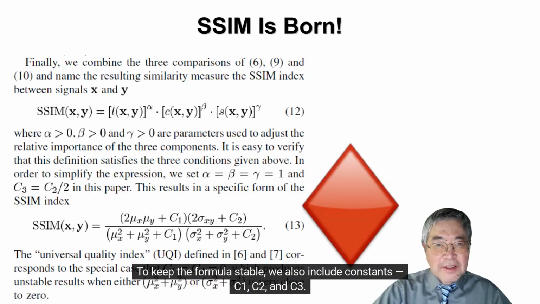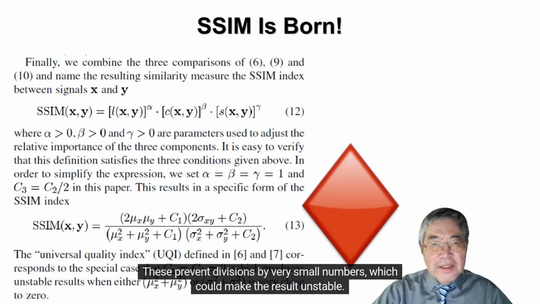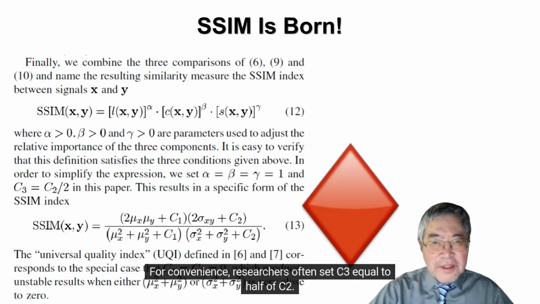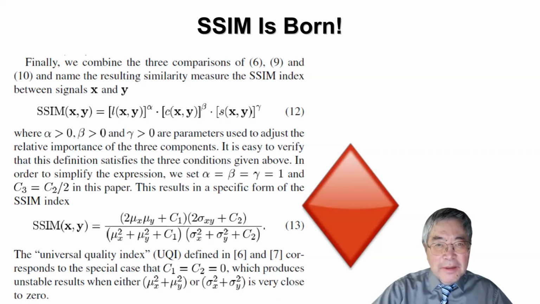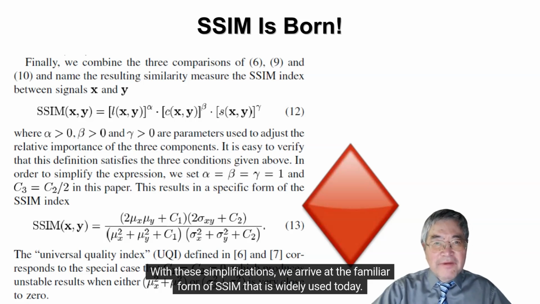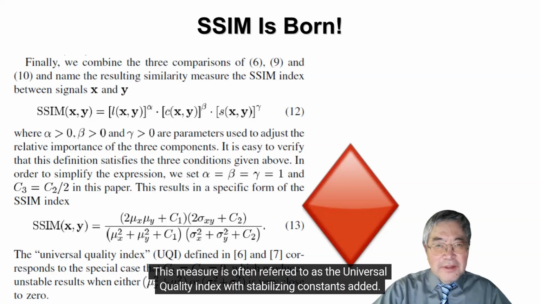To keep the formula stable, we also include constants C1, C2, and C3. These prevent divisions by very small numbers, which could make the result unstable. For convenience, researchers often set C3 equal to half of C2. These are empirical design choices, not strict theory, but they work well in practice. With these simplifications, we arrive at the familiar form of SSIM that is widely used today. This measure is often referred to as the Universal Quality Index with stabilizing constants added.